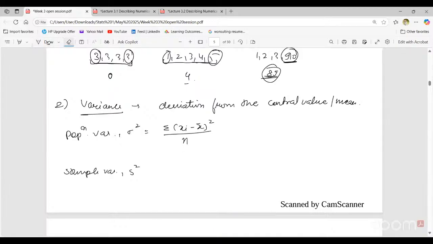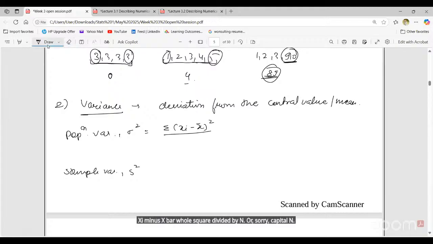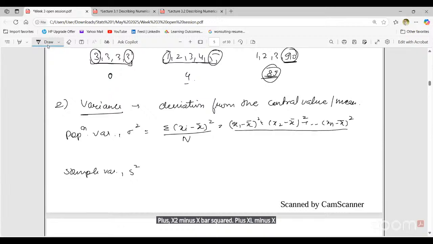capital N, the population size. So you can say that (x1 minus x bar) square plus (x2 minus x bar) square plus up to (xn minus x bar) square, divided by capital N.